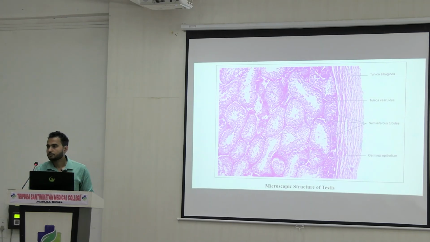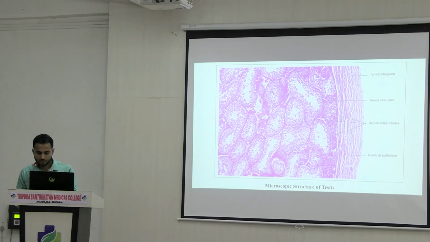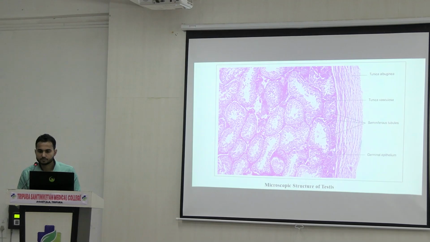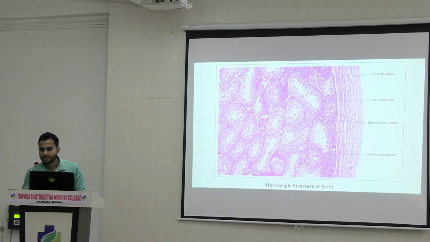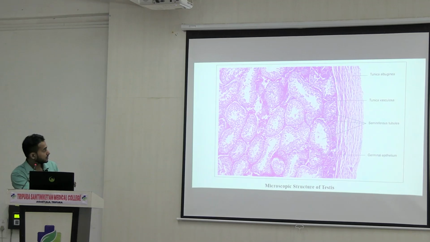So this is the microscopic structure of the testis. What can you see in this particular diagram? Can you see the layers first? I hope you can see the tunica albuginea. See, this is the tunica albuginea. Then this is the tunica vasculosa, which is the vascular cord.